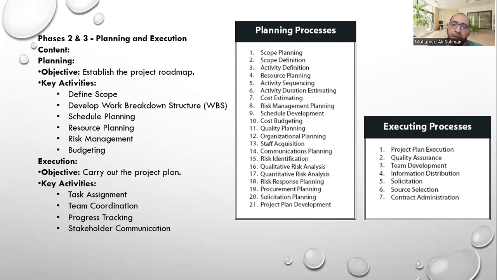On the right side, we can see the planning process outcome, what the activities are to be done in that phase. And in the execution phase, we are going to execute the project plan which we created in the planning phase. We are going to do the task assignment, then team coordination in the execution. Progress tracking will start in that phase, and for sure, stakeholder communication, one of the most important aspects in this execution phase.